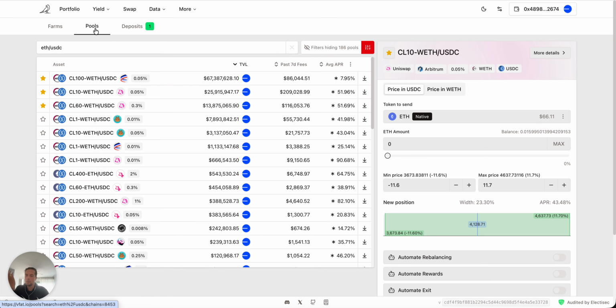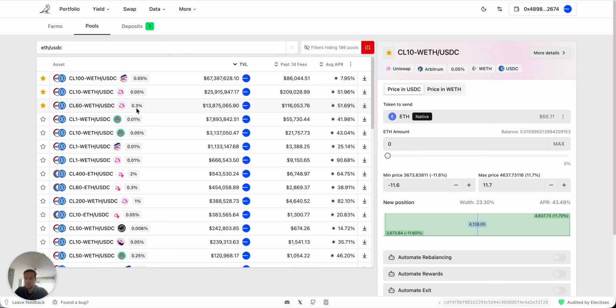But basically, if you go to the pools, it means that you are just getting the standard pool where you get the fees from the trading. So for example, you have the same pools, USDC, USDC, USDC. These two are on Uniswap, right? On Uniswap. One is 0.05, one is 0.3.